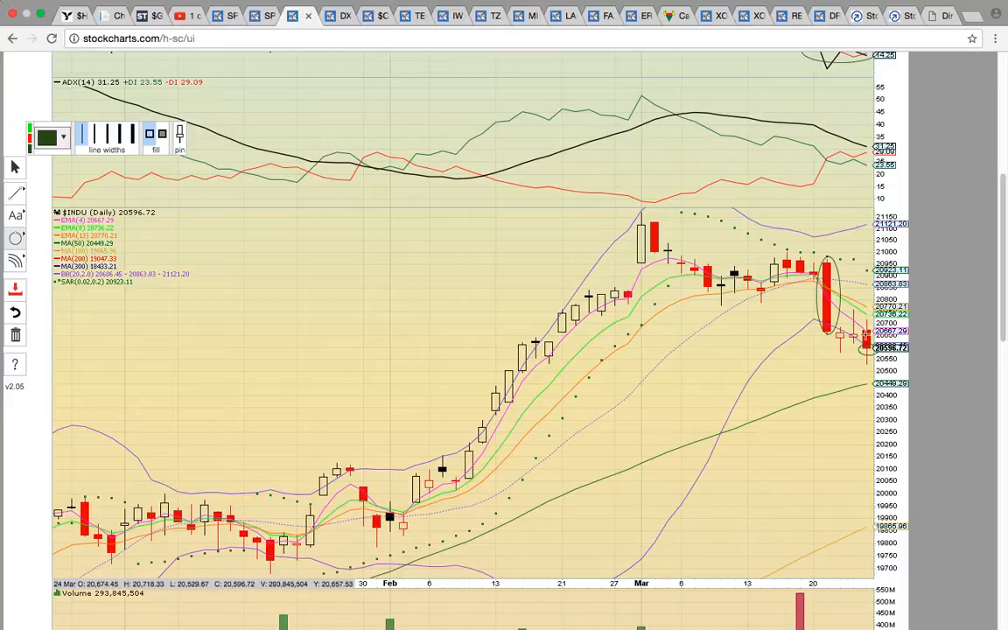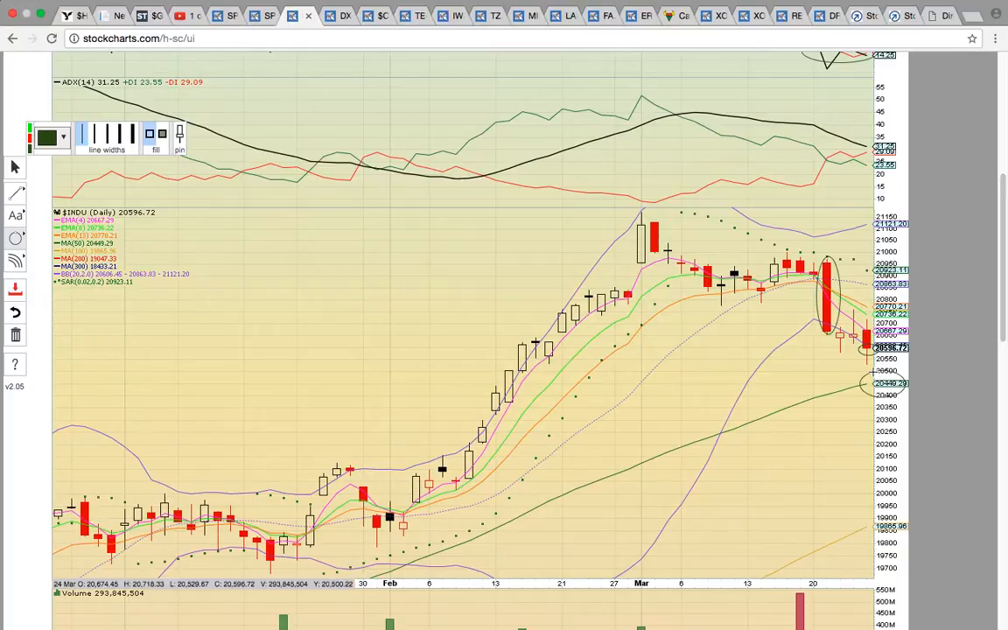Notice the candles are forming below EMA4 resistance. This is signaling downside risk. Once again, our next target is the 50-day simple moving average at 20,449. There should be a technical bounce off that level. That is a huge support level.